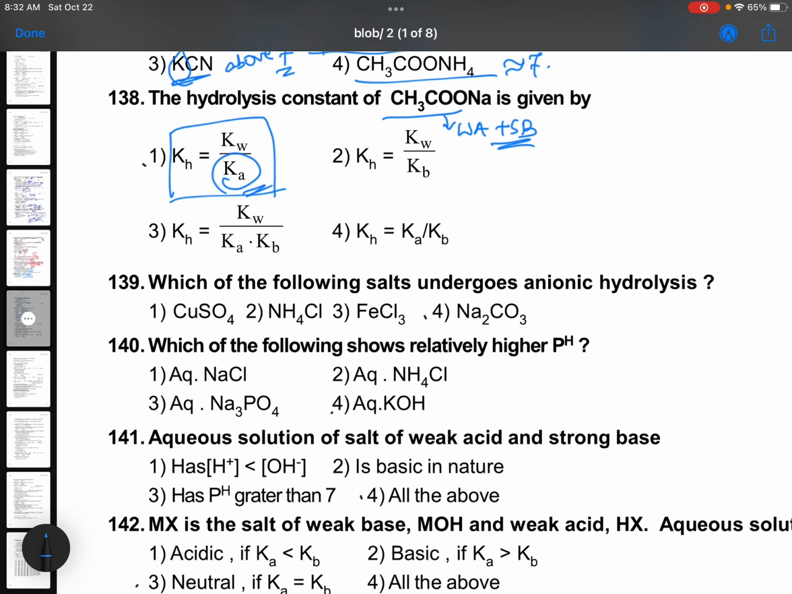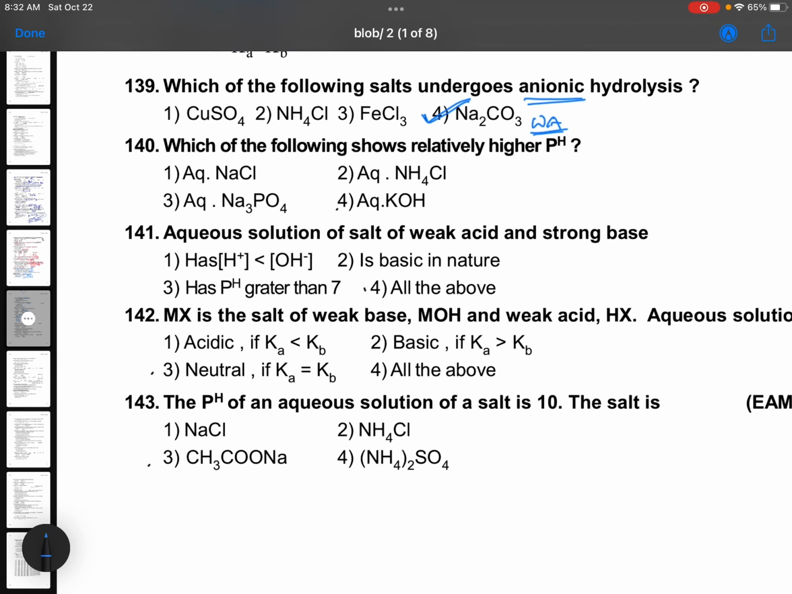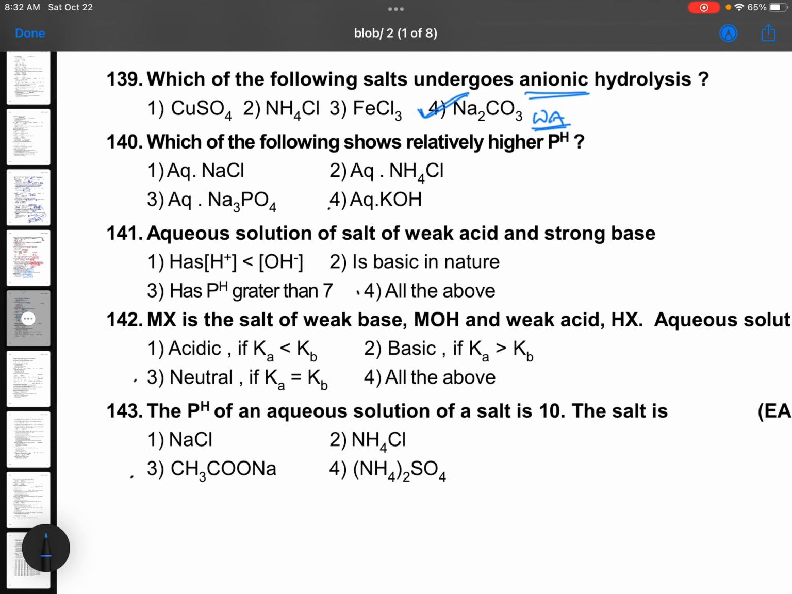Which of the following salts undergoes anionic hydrolysis? Anionic hydrolysis is a property of weak acids and strong bases. Which of the following shows relatively higher pH? Higher pH means a stronger base should be there. KOH is the stronger base. Aqueous solution of salt of weak acid and strong base. Strong base means pH will be more than 7. Correct. OH minus concentration is more than H plus. Basic is the nature. So all correct.